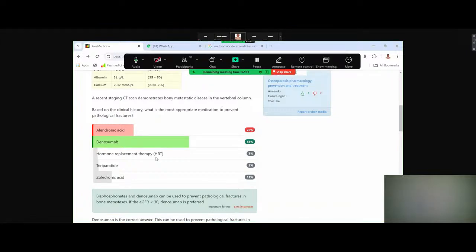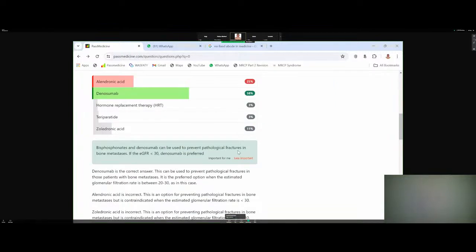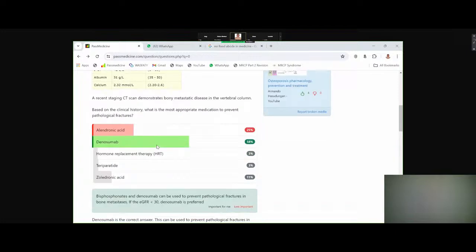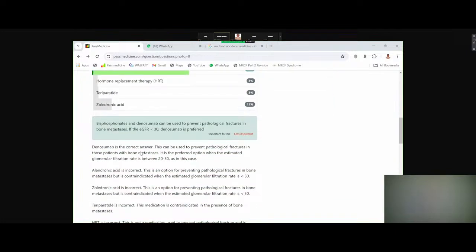So bisphosphonates and denosumab can be used to prevent pathological fractures in bone metastasis. If the eGFR is less than 30, denosumab is preferred. Both can be used, but here they said below 30, so denosumab. Yes, I remember, Dr. Tariq.